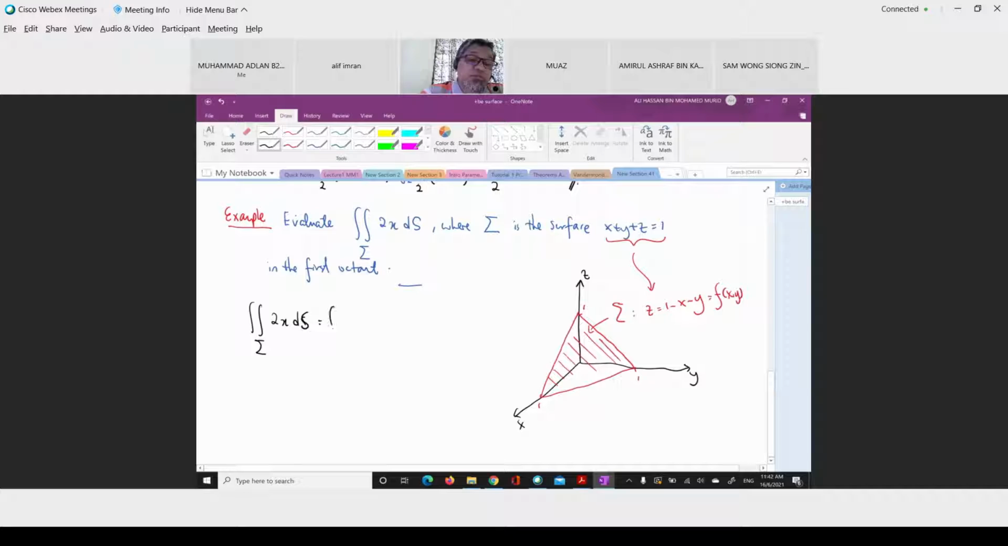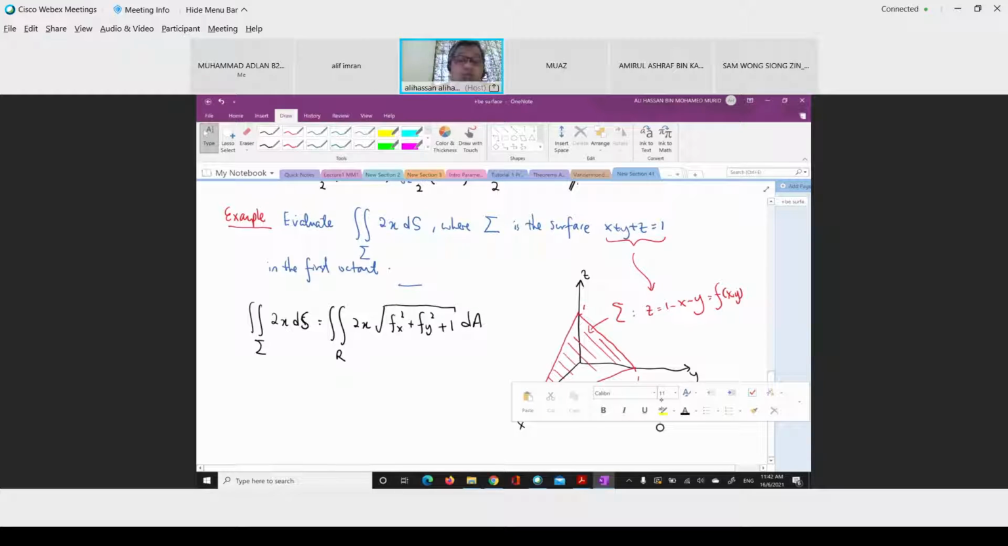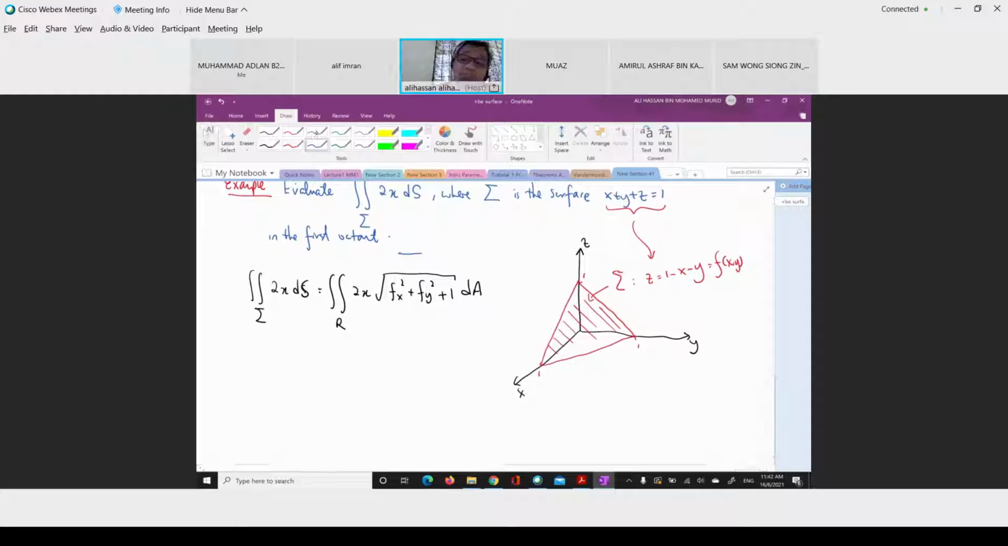Right, so according to the technique, it is equal to the double integral of the square root of f partial x squared plus f partial y squared plus 1 dA. So this is the region R here, this blue region. The projection of the surface on the xy plane is that region R there.